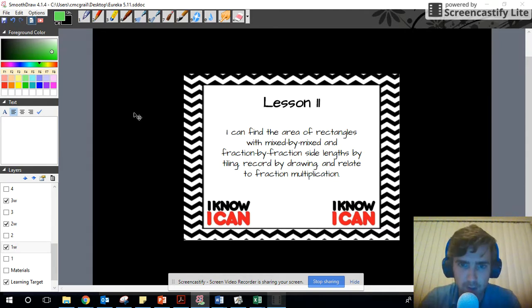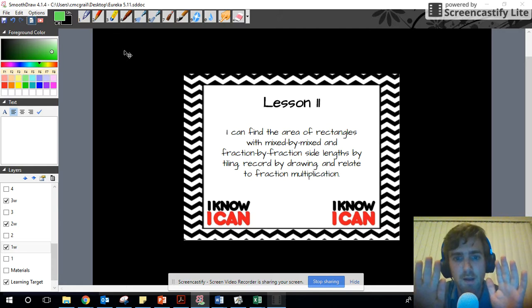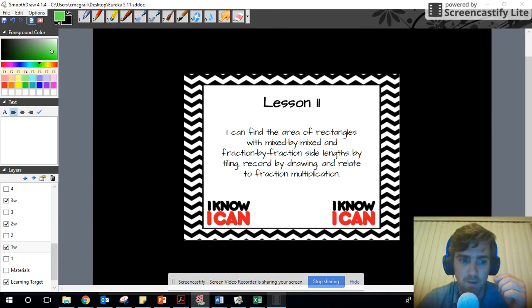Our learning target for today is: I can find the area of rectangles with mixed by mixed and fraction by fraction side lengths by tiling, record by drawing, and relate to fraction multiplication. So we're going to be doing the same thing that we were doing yesterday with the patty tiles, except today instead of finding the length and width with the patty tiles, I'm just going to tell you the length and width, and you're going to solve for the area in your green Eureka book.